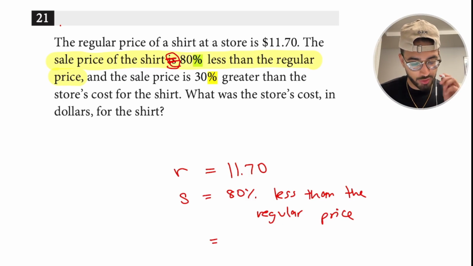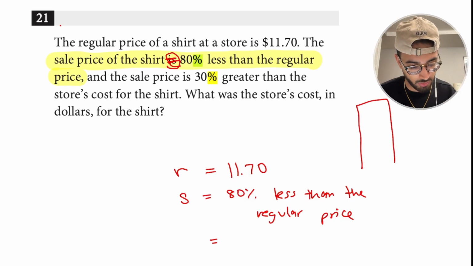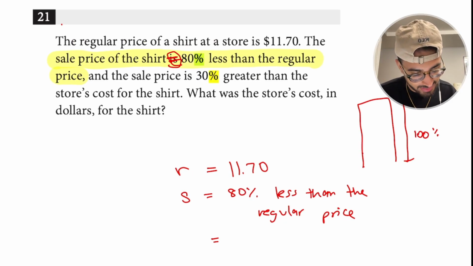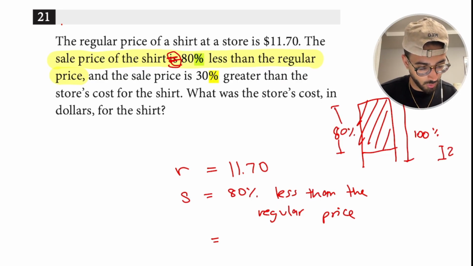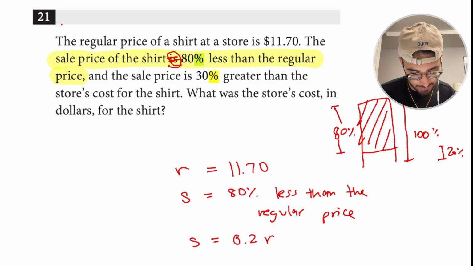And if we have 100% less our 80%, let's draw our tower just to make sure we still got it. 100% is what we were paying. There's an 80% discount, so they're chopping off a lot of it right there. We were talking about 80% there, and then we are left with 20%, right? So we are paying 20% of the regular price, basically. So this will be 0.2 times R, okay?